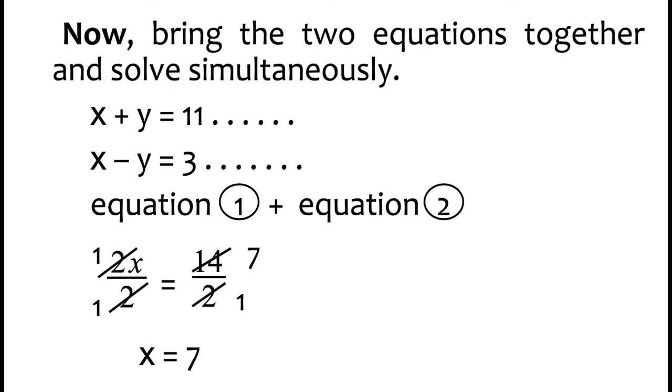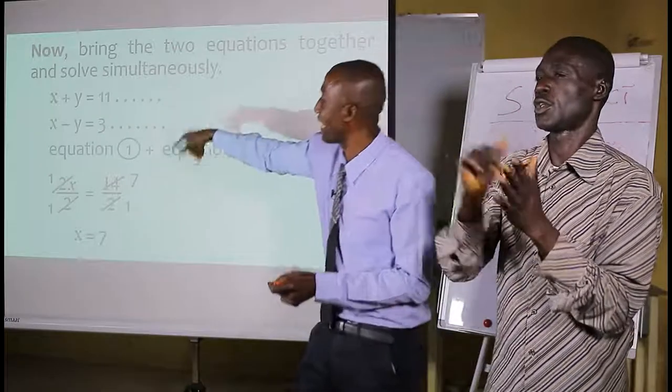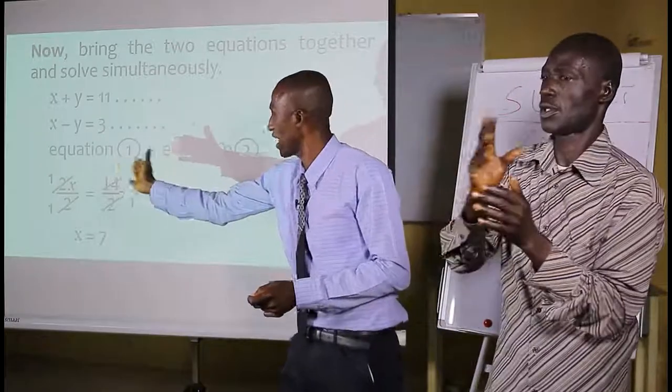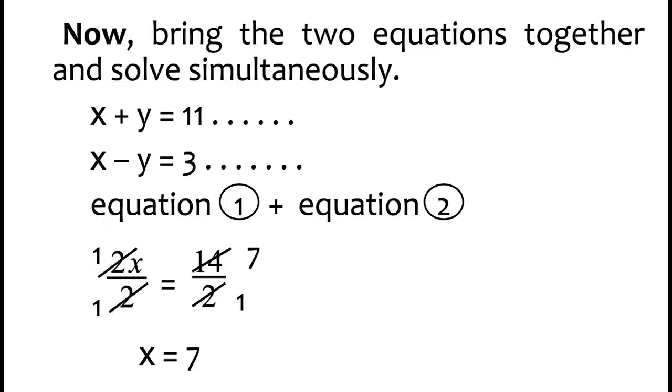So it means I am left with plus y minus y. And plus y minus y is 0. So that is why I neglected the 0 there. I only consider the 2x. Then coming to the right, 11 plus 3, the answer is 14.